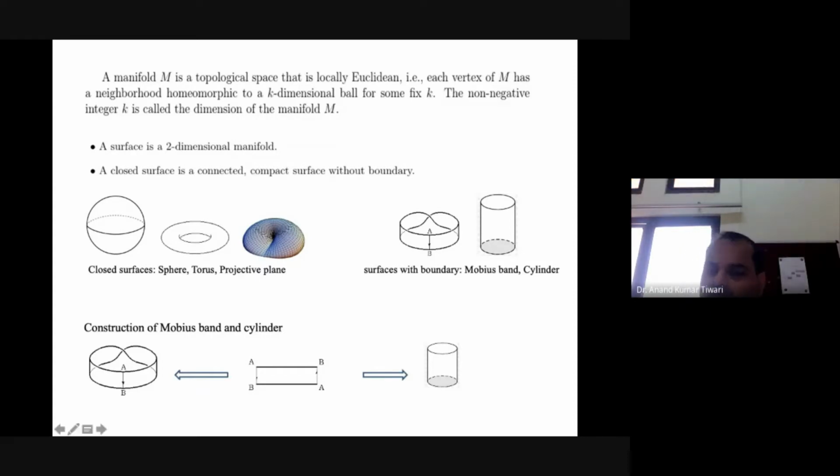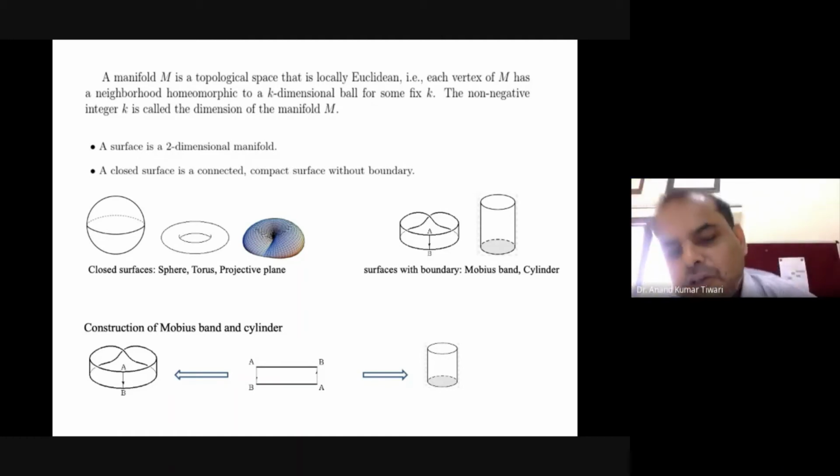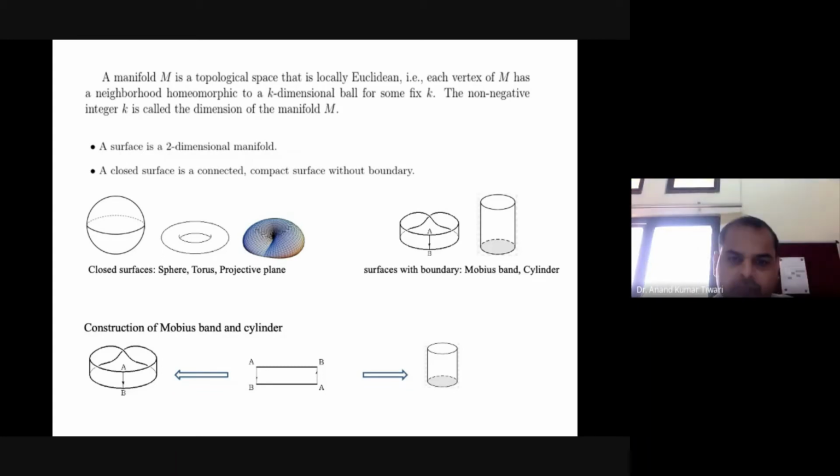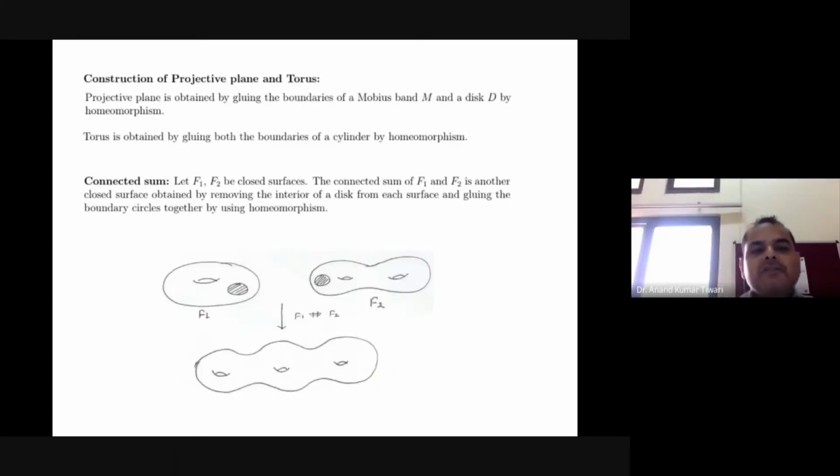Both mathematical objects are created from a rectangular sheet AB, and if we glue the opposite sides as they are, then we'll get a cylinder, and if we twist one side 180 degrees and then glue it, then we'll get a Mobius strip. Now, with the help of the cylinder and Mobius strip, we can construct closed surfaces. For that, first we'll see how to construct the projective plane and how to construct the torus.